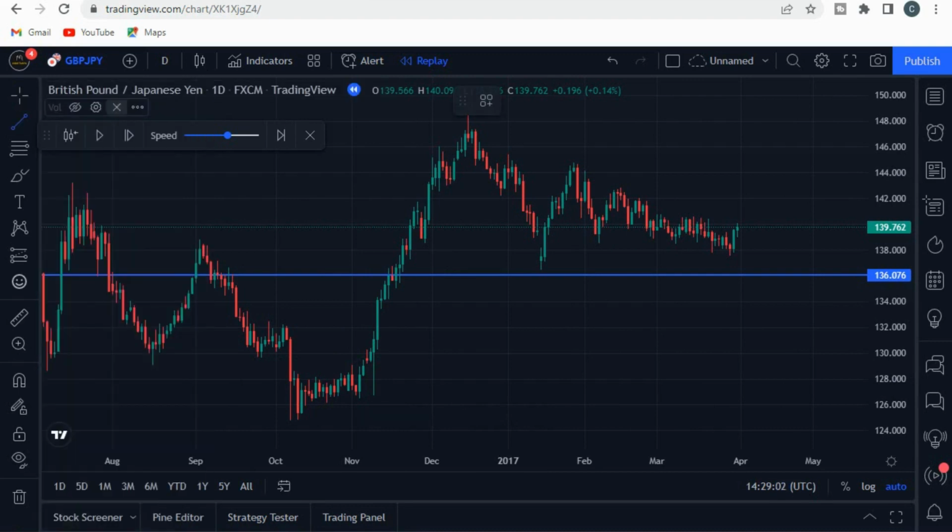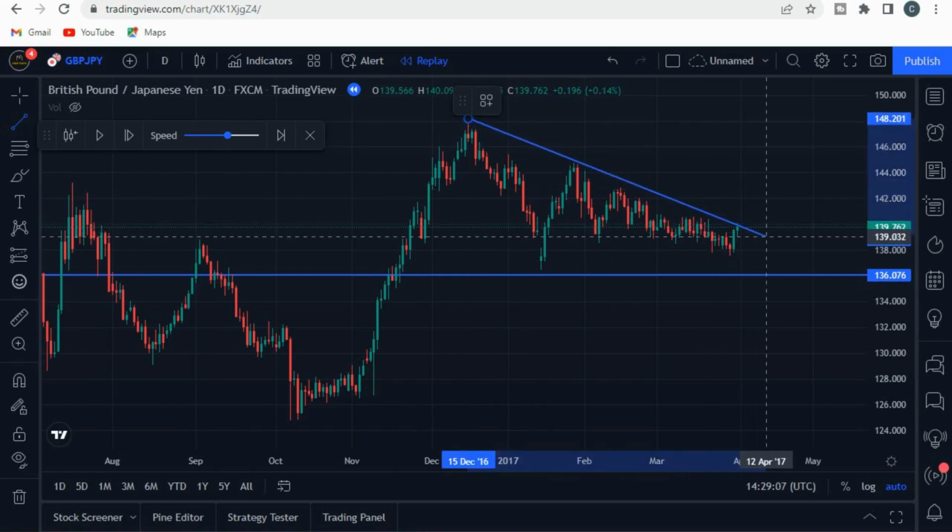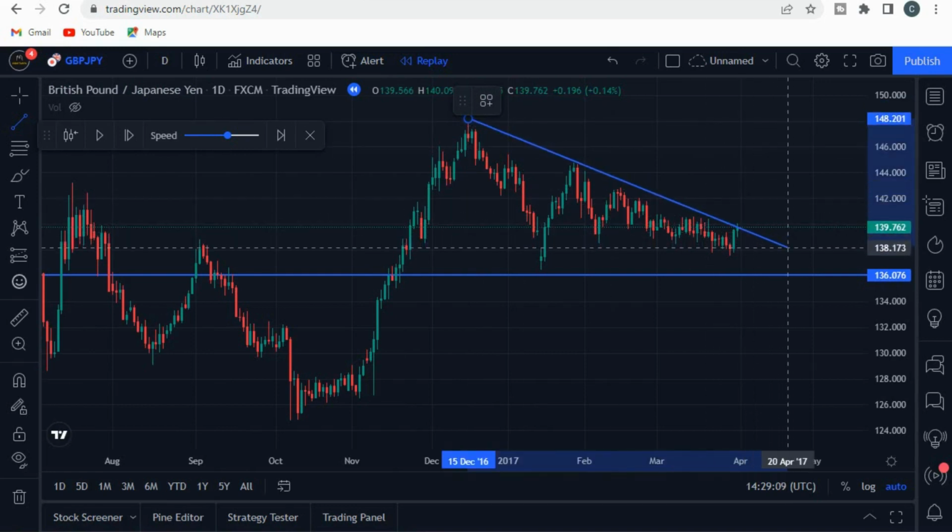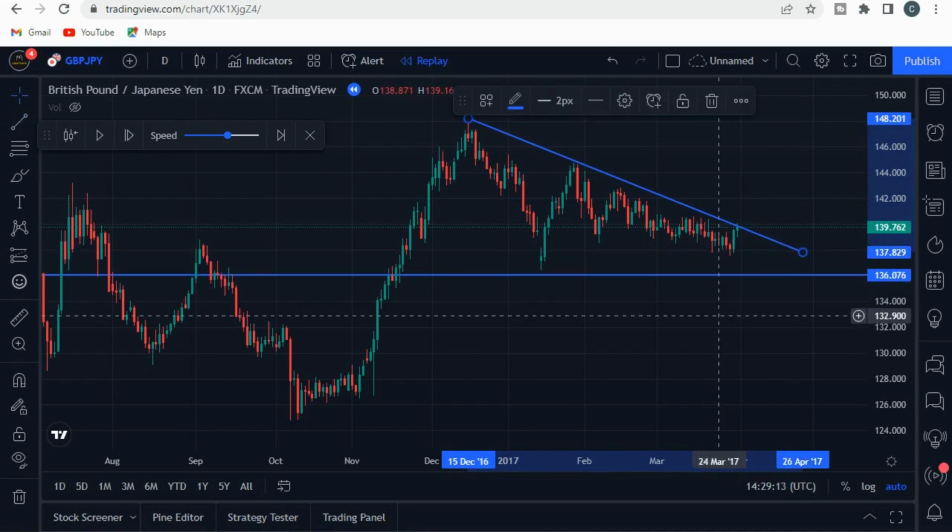Can you see? This is the trend line here. From here, this is how you draw a trend line. You make sure that it is touching the peaks. So this is like another kind of trade pattern that we are identifying here.